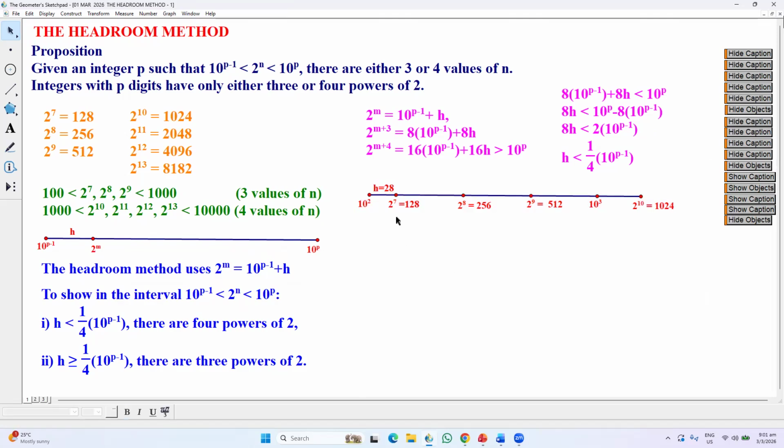For example, when h is 28, then it's more than 1/4 of 100. Then there are only 3 values. The fourth value will be outside.